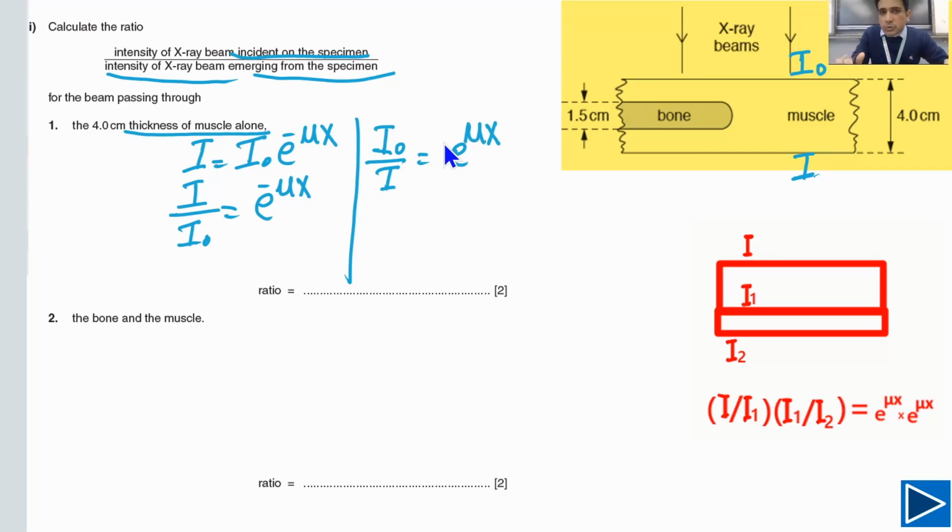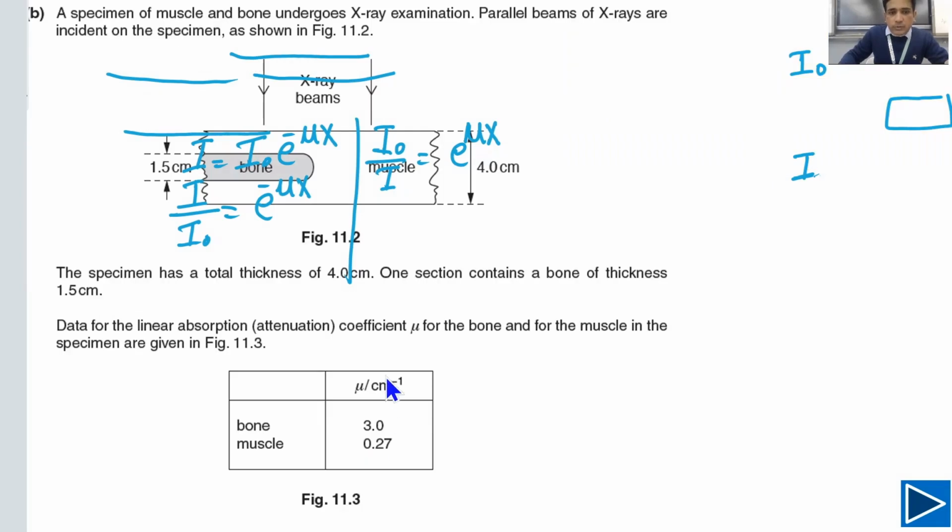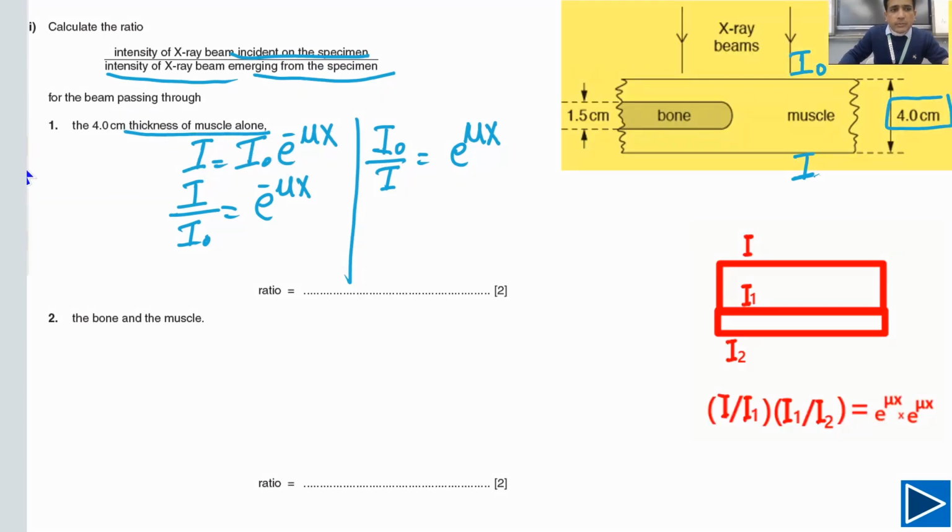Mu is given to you, x is given to you, the thickness of this one is 4 centimeters. So mu has to be in per centimeters. You have to check whether the mu given is in centimeters or not. If not, you have to change that one. You see mu is already given in centimeters. For the muscle it is 0.27. Now simply plug in values: e to the power of mu, that is 0.27, times the thickness of muscle, that is 4, and you can find your answer.